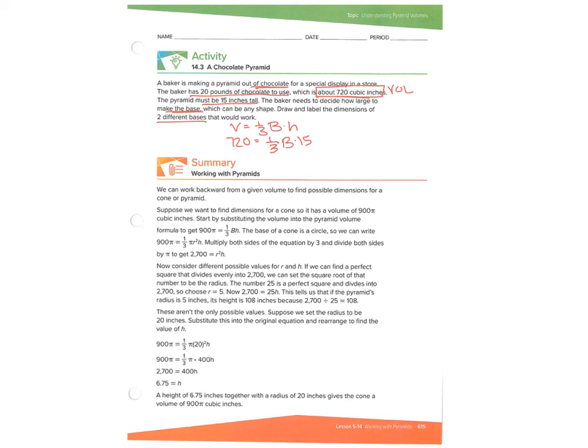So I notice on my right side, I have 1/3 times big B times 15. If I multiply 1/3 times 15, my 15, which is over 1, cancels to a 5. And so really, this is 720 equals 5 times big B. Let's divide both sides by 5. And then I get that my big B is equal to 144 units squared. So in this case, I really just need to think of two shapes to be my base that has an area of 144.